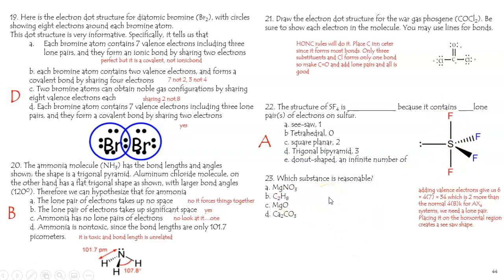Which substance is reasonable? Magnesium nitrate. Sounds fine, but we got a charge. Then NO3 is -1 and magnesium is +2. Not possible. C2H8, not possible. There's no way you can draw that and keep your carbon-carbon bonds or carbon bonds to 4. Magnesium oxide, that's fine, +2, -2. Calcium carbonate is just CaCO3. Where are you going to put that second calcium? I like C.